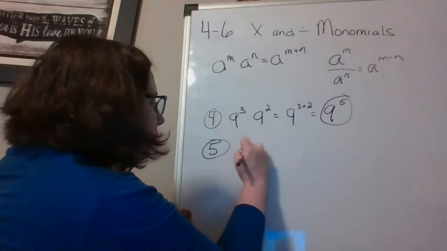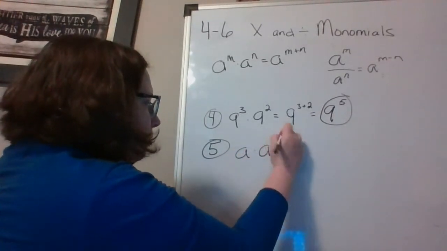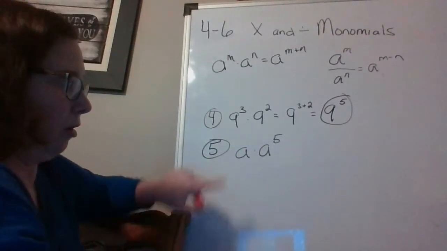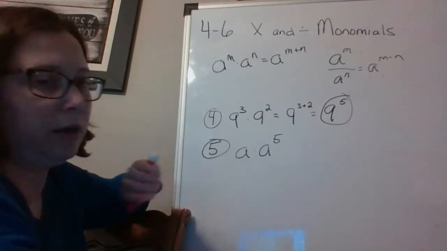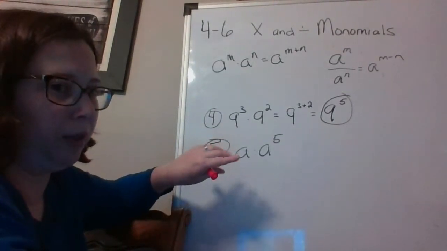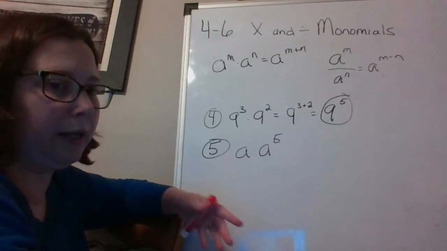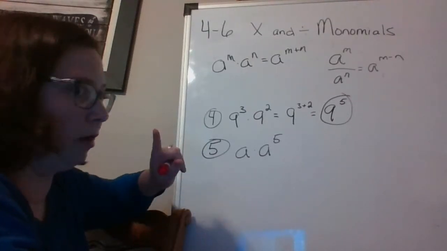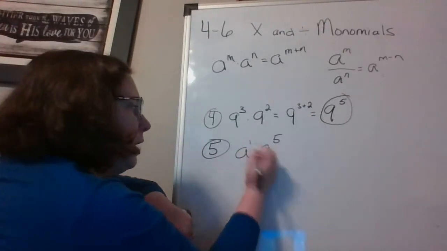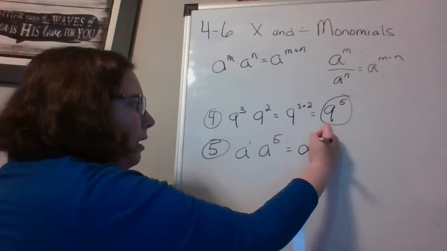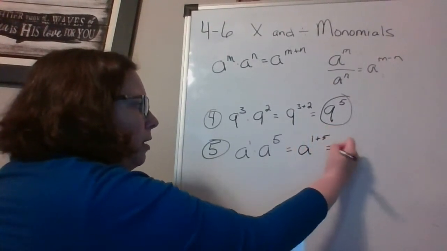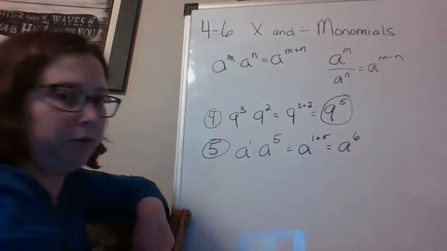Number 5, we have this. I need you to remember there's no exponent there. It doesn't mean there's not an exponent. It means you need to think about how many a's you have. Well, I only have 1, which means my exponent is 1. So when I have the same base, I add my exponents, and I'm going to get a to the power of 6.